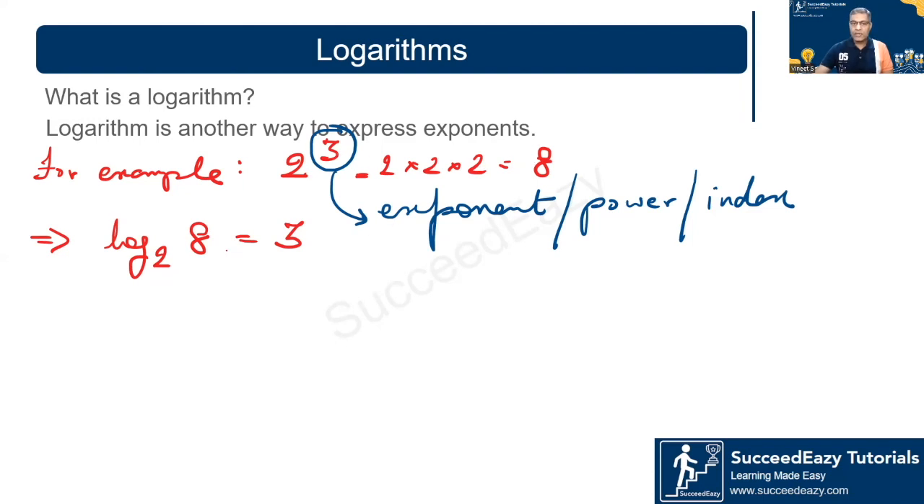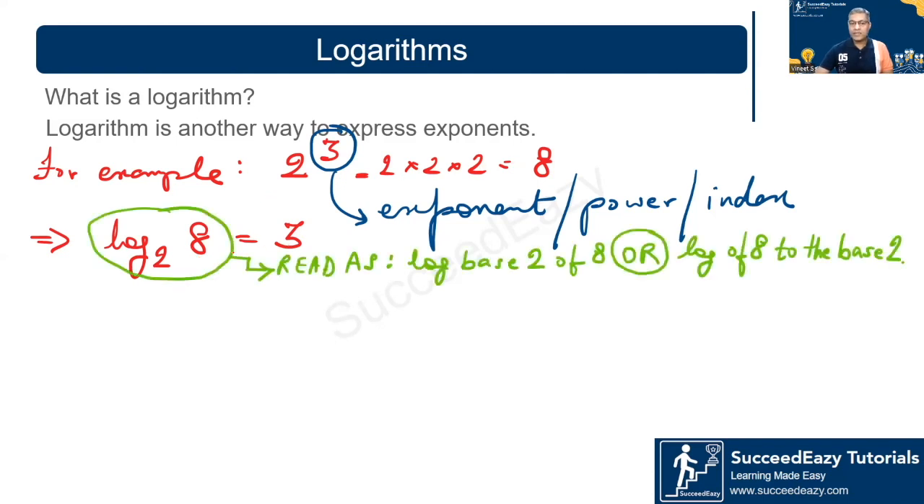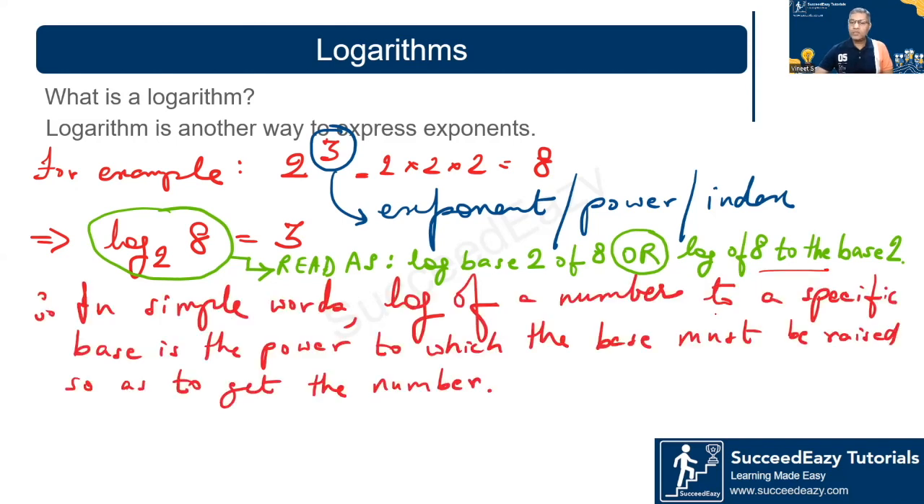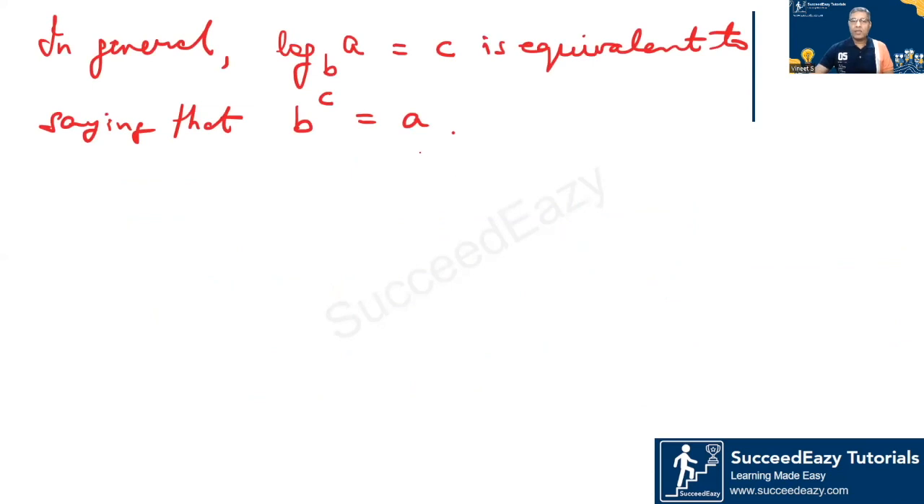2 to the power 3 equals 8. We can convert that into a logarithmic function by saying that log of 8 to the base 2 equals 3. This log of 8 to the base 2 is read as log base 2 of 8 or log of 8 to the base 2. In simple words, log of a number to a specific base is the power to which the base must be raised so as to get the number. In general, log of a to the base b is equal to c is equivalent to saying that b to the power c is equal to a.